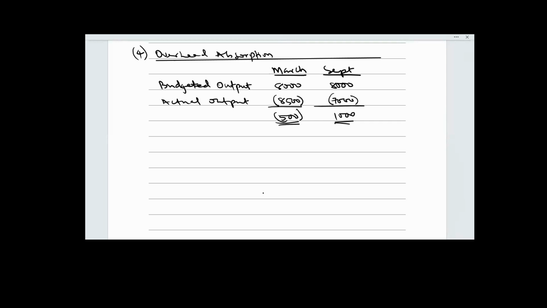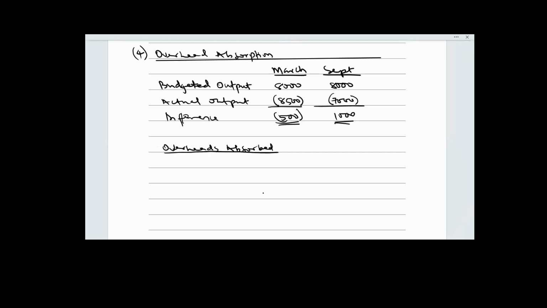And I told you that it will be over. Of course, this is the difference in units. So you need to determine the overheads. You need to determine the total overhead absorbed.